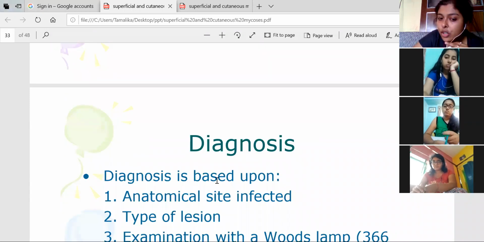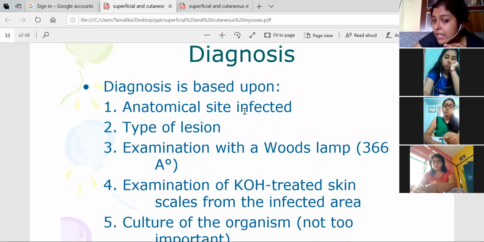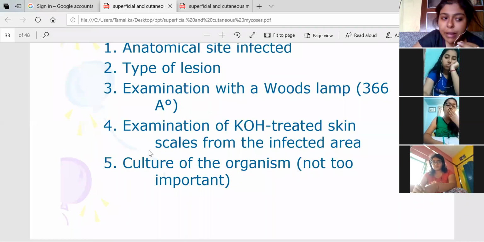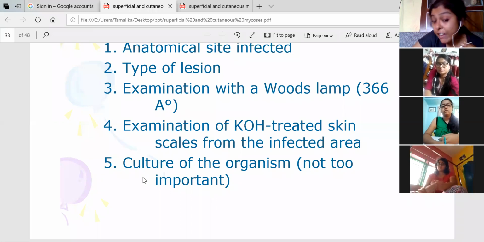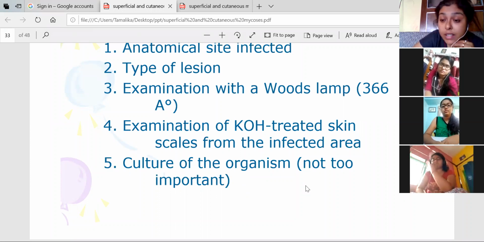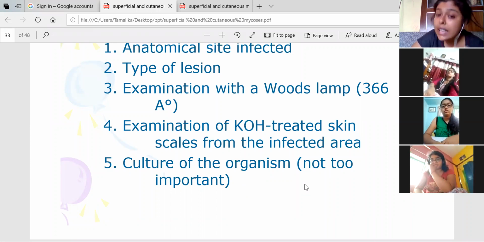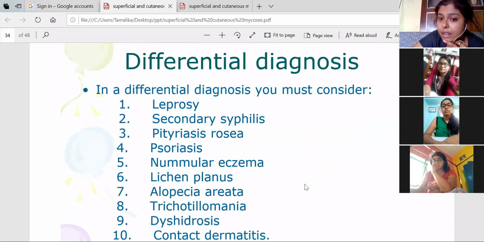Okay. So diagnosis is based on the anatomical site infected. Which site is infected? What type of lesion is there? Scales are taken out, right? Examination of KOH-treated skin: the skin is treated with KOH and seen under the microscope. Even culture of the organism is done. If you don't understand the type of organism, you grow them in culture and then you understand what type of microorganism is there. Am I clear?